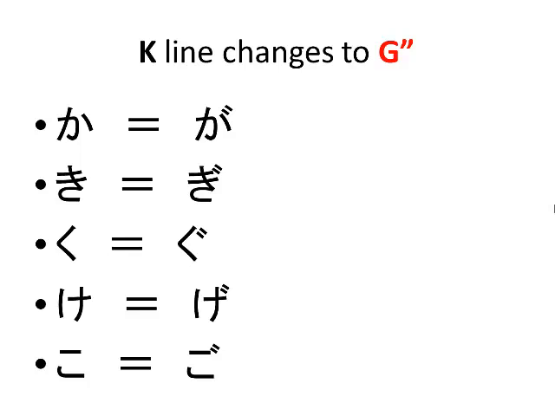Now we'll go through each of the lines. So for instance, I've got the K line. The K will change to a G sound when you put the two dots on it. So ka will become ga, ki, gi, ku, gu, ke, ge, ko, go.